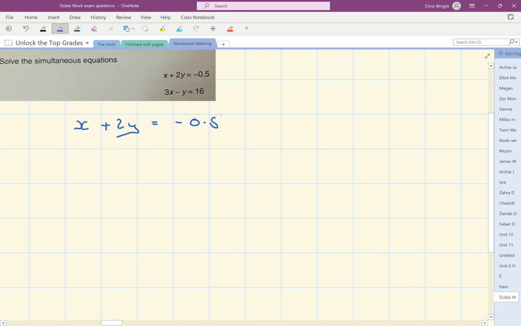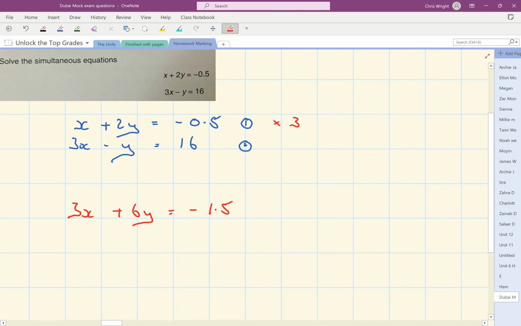Now, whenever I have a pair of linear simultaneous equations, I always do the same thing. I always multiply one or both of the equations to get the coefficients of x the same, and then I subtract the equations. In this case, to get the coefficients of x the same, I'm going to take equation 1 and multiply it by 3, because that will give me 3x, just like there are 3 x's in equation 2.